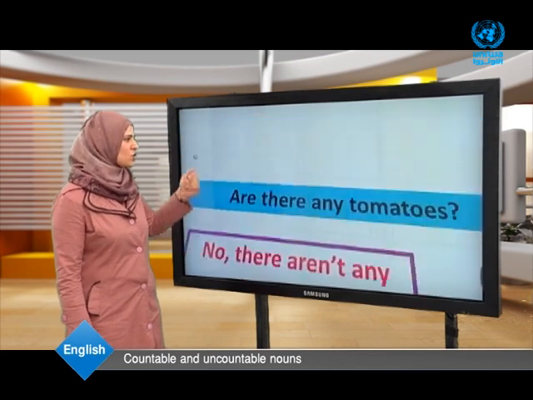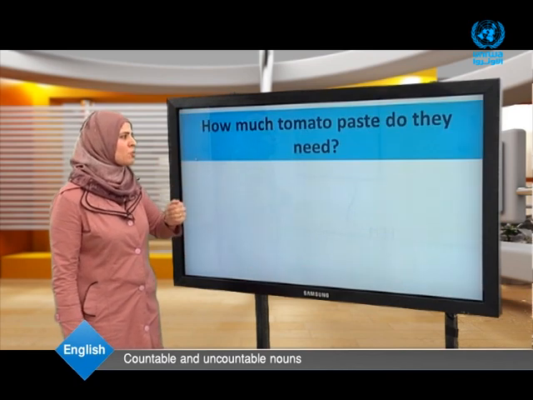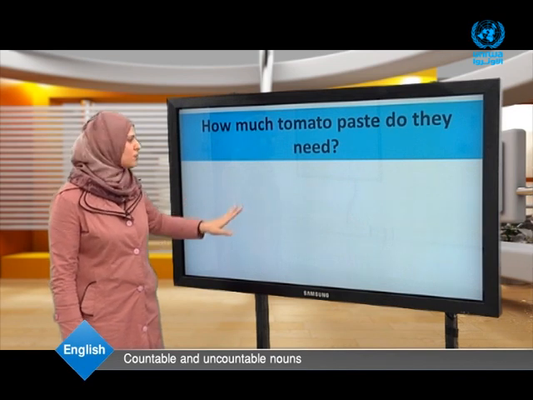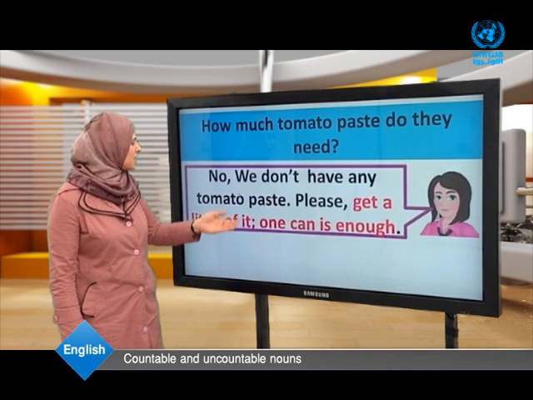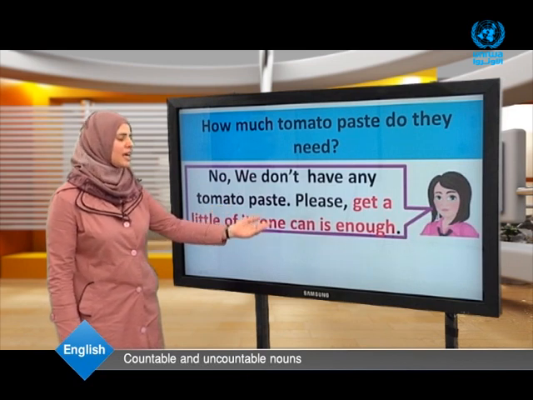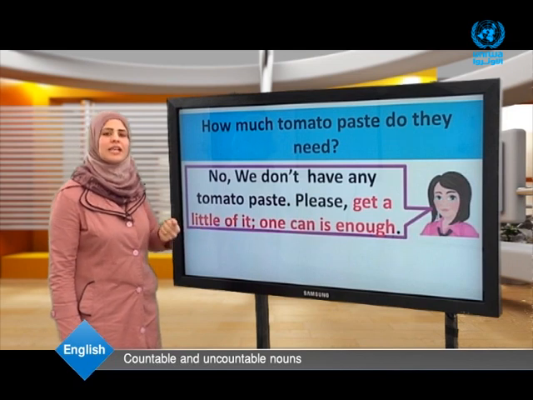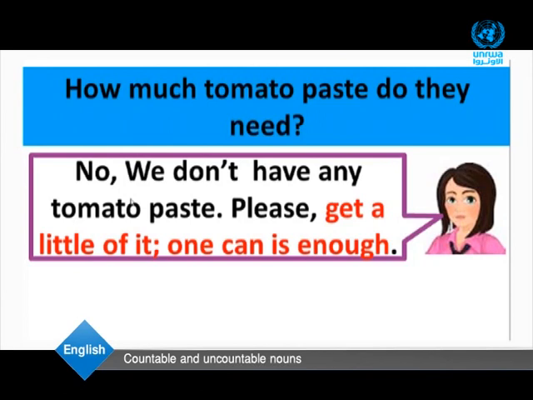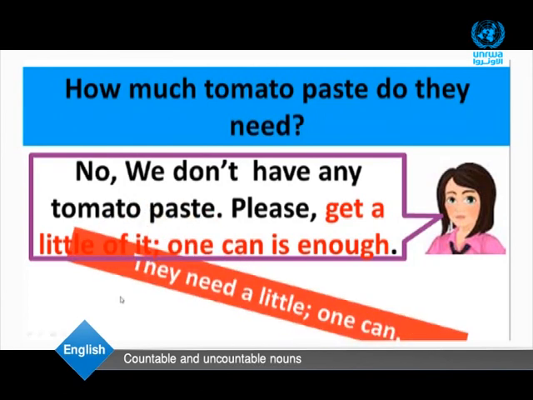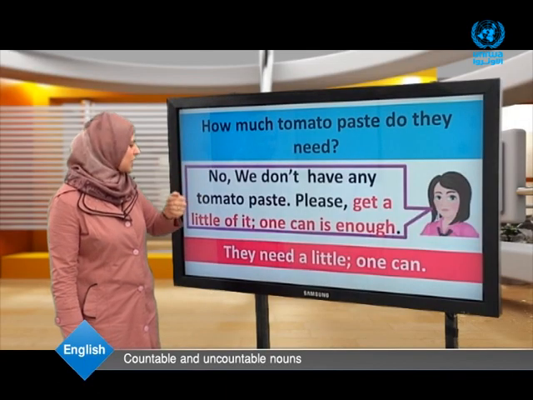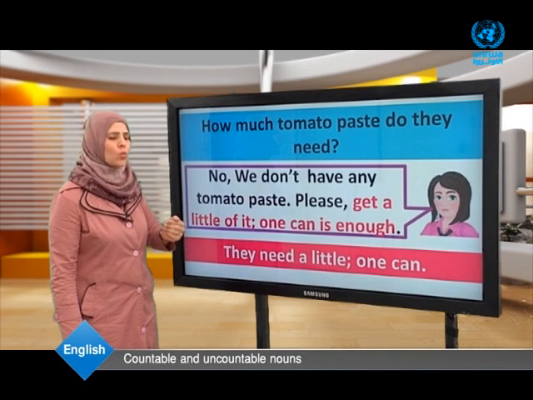Let's have another question together. How much tomato paste do they need? Let's remember the conversation. Mom says, get a little of it. 1 can is enough. So what is your answer for this question, which is, how much tomato paste do they need? The answer is, they need a little, 1 can. Once again, how much tomato paste do they need? They need a little, 1 can.